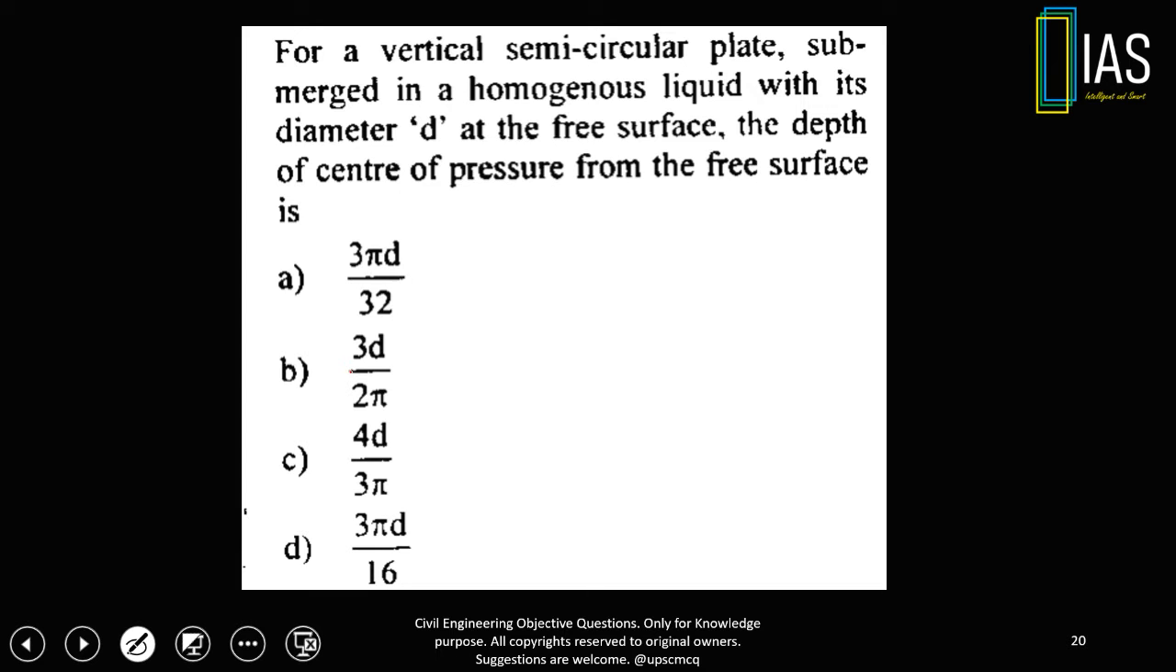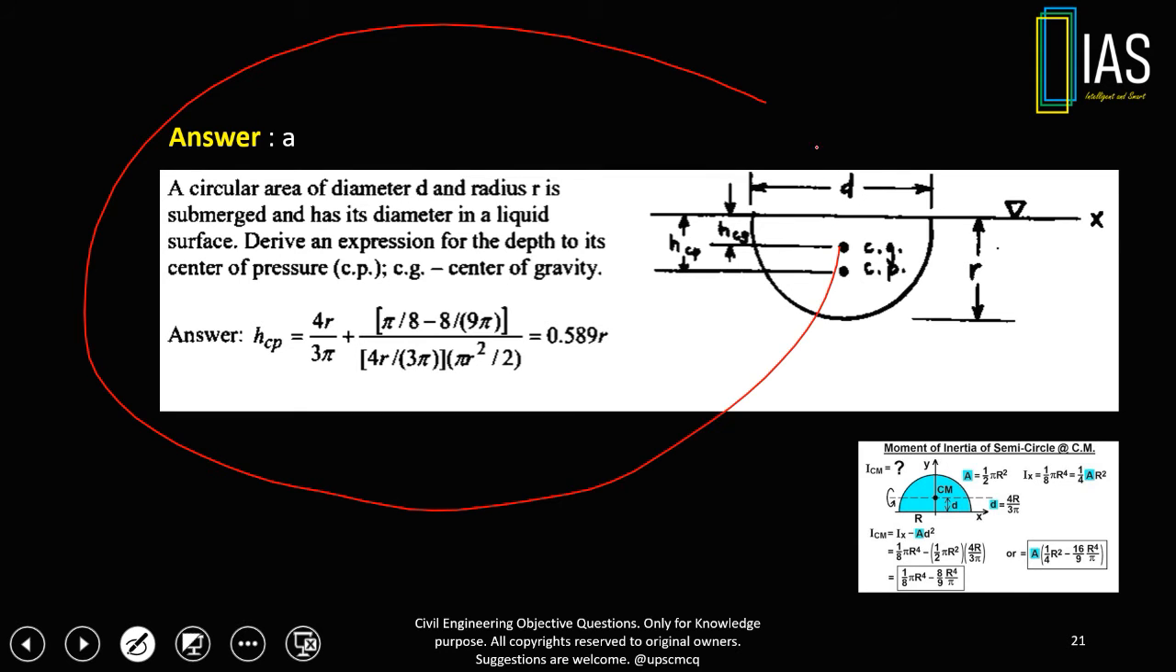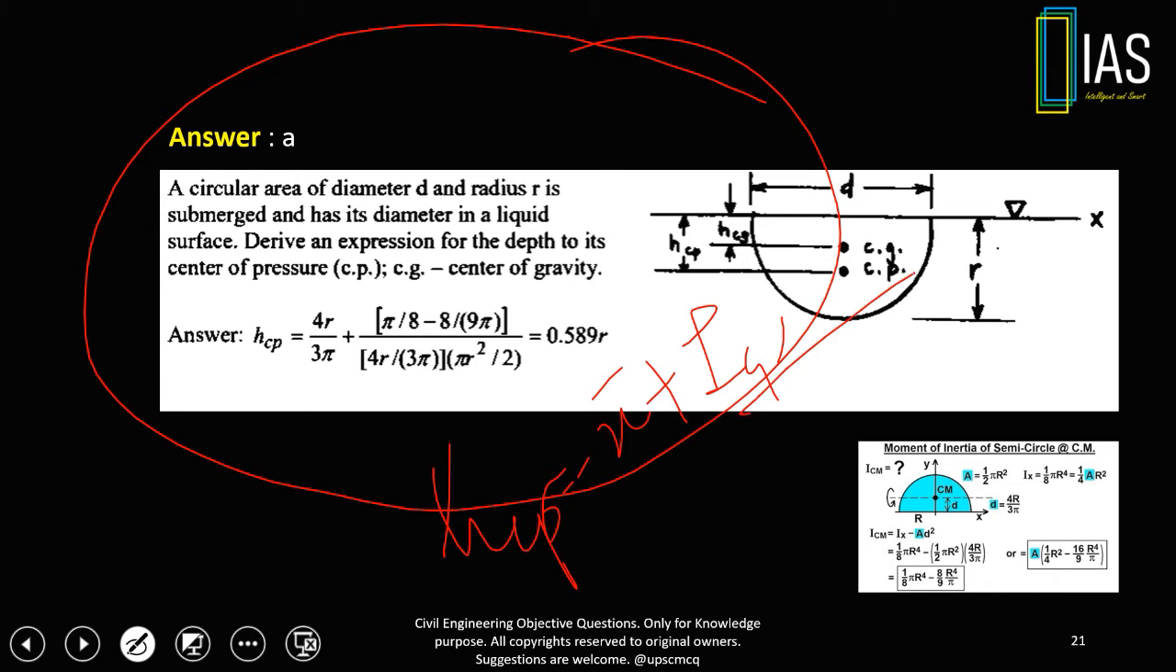For a vertical semicircular plate submerged in a homogeneous liquid with its diameter d at the free surface, the depth of center of pressure will be 3 pi d by 32. I have given the explanation also here. As we already know, the center of pressure formula is x bar plus IG upon A h bar, or x bar in this case.